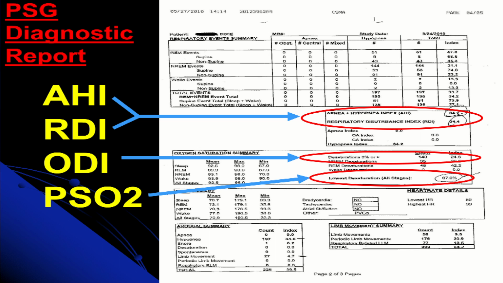And then they're always going to give you the SpO2. That's the oxygen nadir, or the lowest the oxygen went during the night. So these are the objective testing that the patient had done. And we're going to put them into our chart, and we're going to track these things as well.